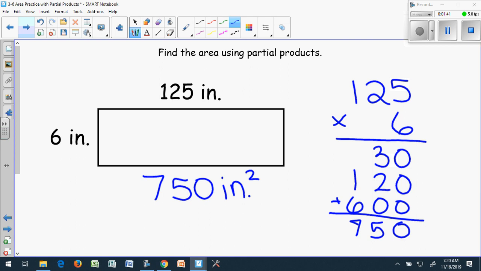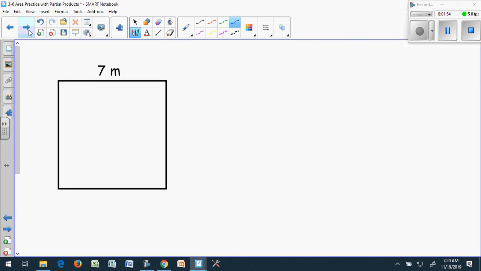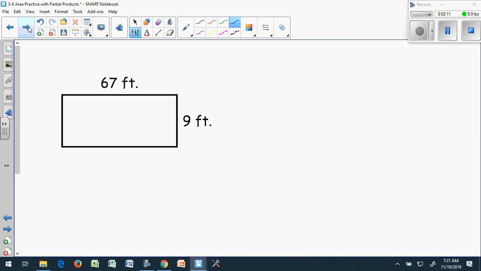I can write it like that because the little 2 means squared, or square inches. Either one is fine. Let's try another one. This one, you don't even need partial products. We have a square here, and I know that I just need to multiply my length times my width. And my area is 49. Pause the video and play it when you have your answer.